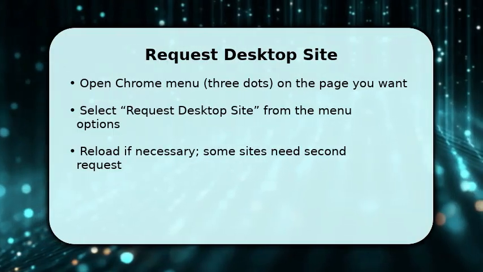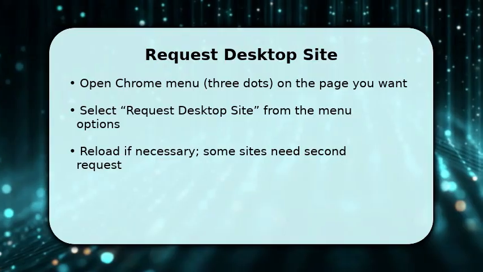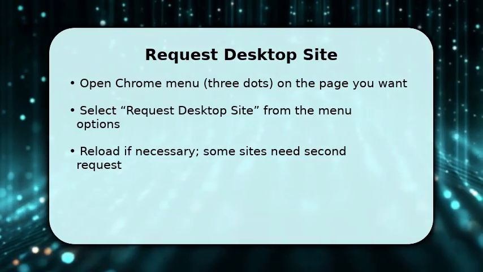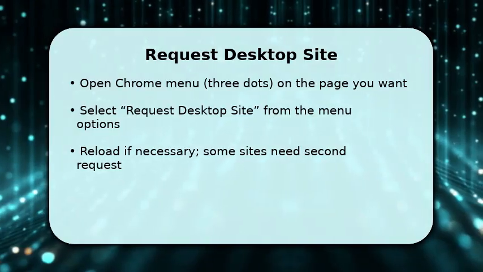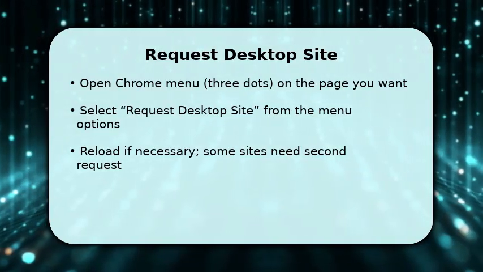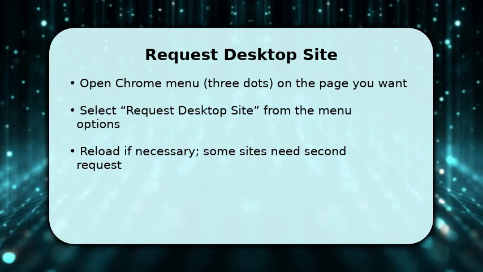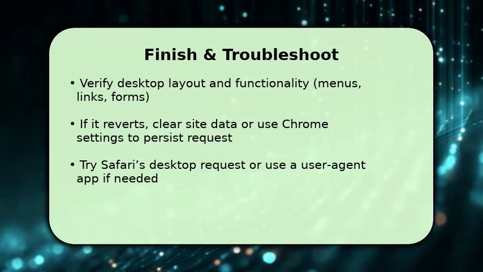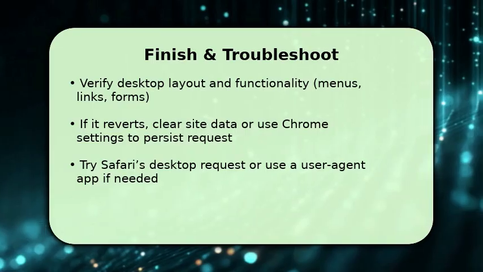Once selected, Chrome reloads the page. Observe address bar and layout changes to confirm success. If elements still look mobile, tap Refresh or Clear Site Cookies and request again to force the desktop version. To finish, test interactive elements like menus and forms so you know the desktop mode works for your task.